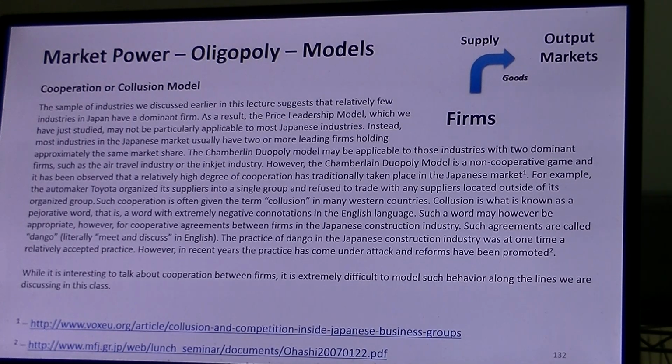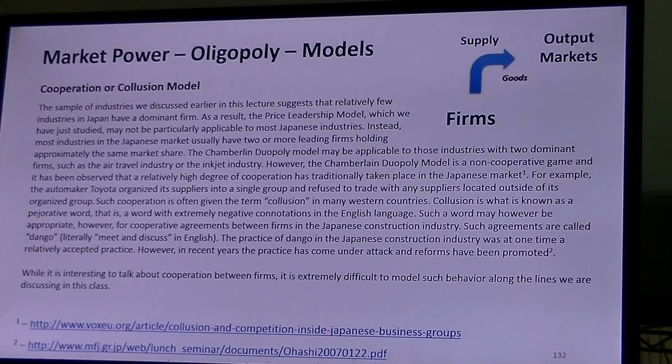I just want to make the point that it's very difficult to model such cooperative behavior along the lines that we've discussed in this class. In game theory, cooperative game theory models are very, very complicated. The models we've talked about here are non-cooperative games.